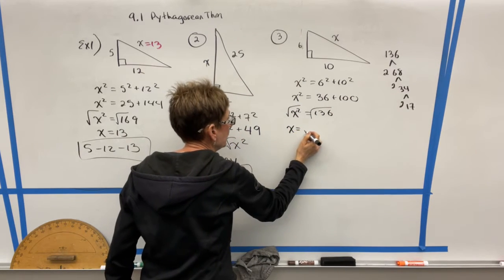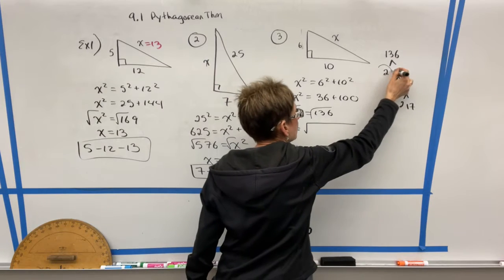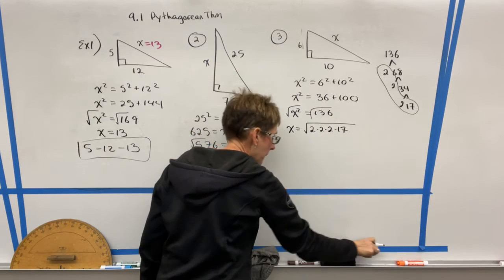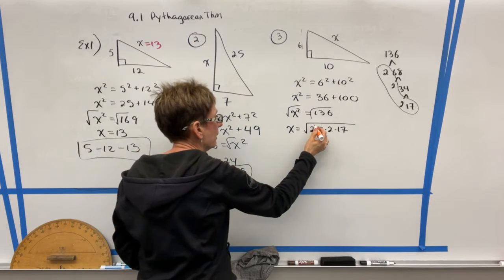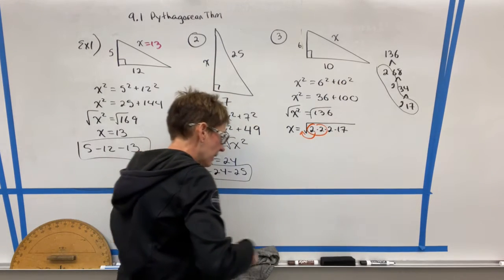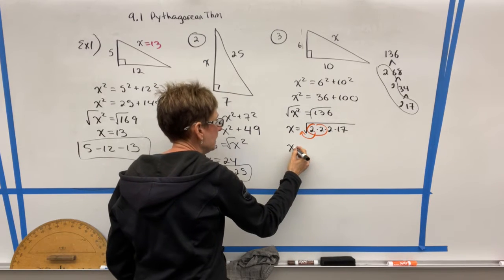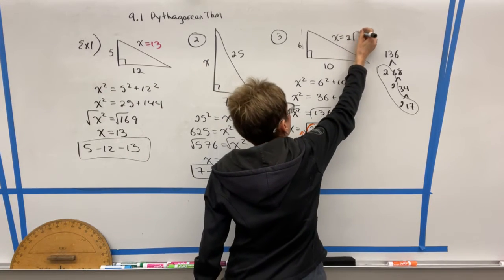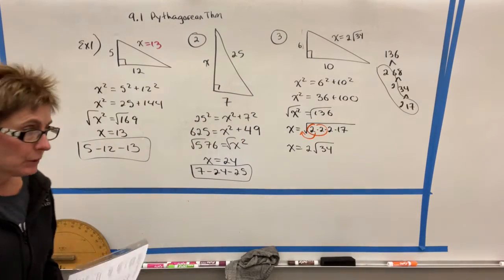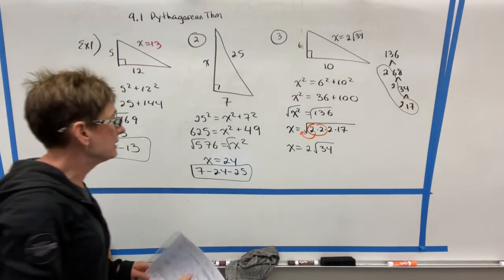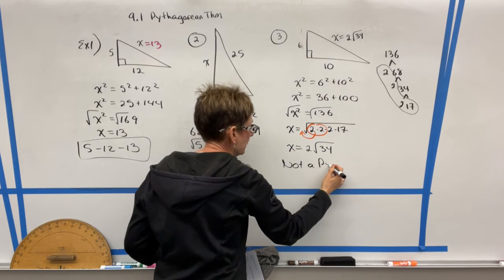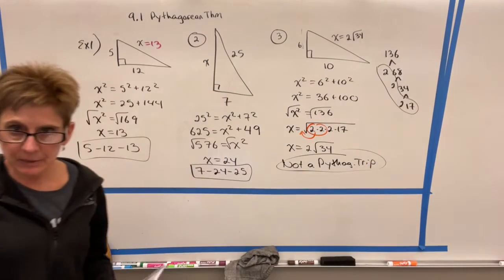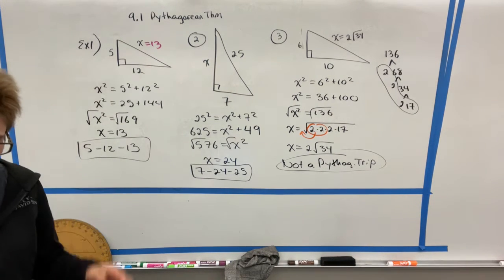So when I take the square root here, instead of saying the square root of 136, I'm going to say the square root of 2 times 2 times 2 times 17. Because there is a pair of 2's here, I can take that pair out, and this becomes x equals 2 times the square root of 34. Now notice this is not an integer. This is an irrational number. That means if we put it in decimal form, it would continue on indefinitely. So this is not a Pythagorean triple. In order for something to be a Pythagorean triple, you need all 3 sides to be integers. So you can think of it as whole numbers if you would like.